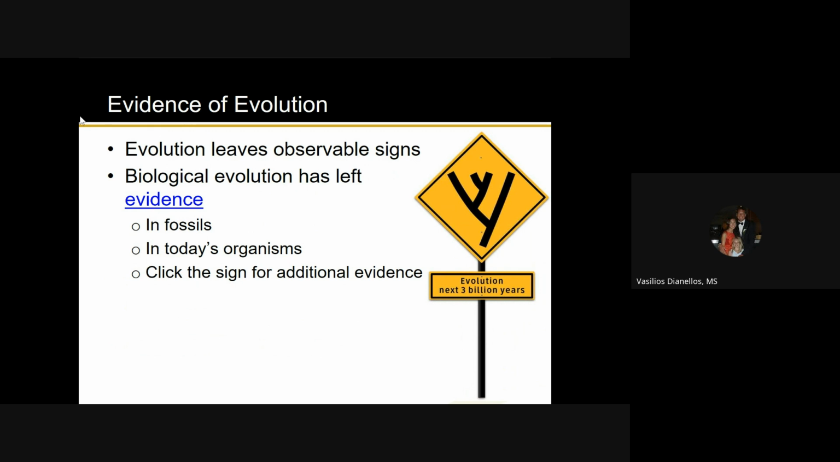Evolution leaves observable signs. Biological evolution has left evidence in fossils and today's organisms. And we're going to talk about both of these things. If you download the PowerPoint, you can click that, and it should be a little short video that talks about some of the evidence. Same here. If you download the PowerPoint and click this sign, it'll give you a little short video that talks about what we are about to talk about. Does anybody have any questions so far?